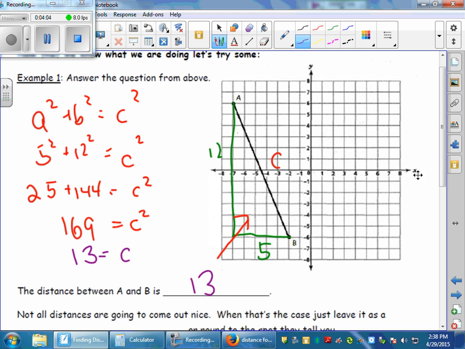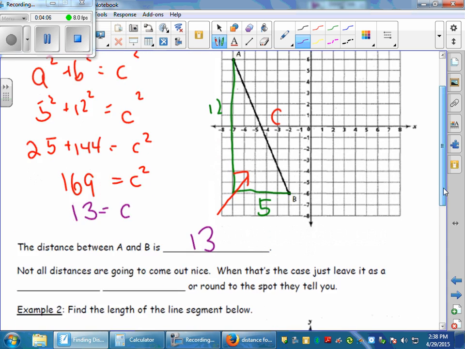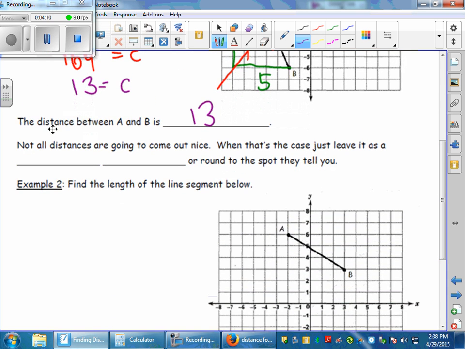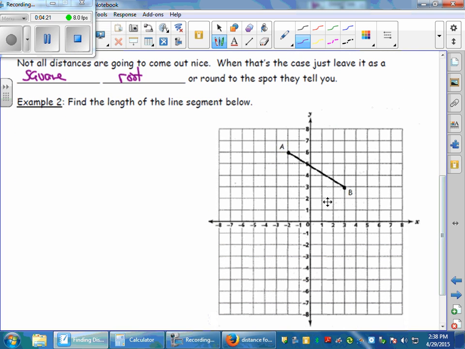13 what? It really doesn't say. Okay? So not all distances are going to come out nice. When that's the case, just leave it as a square root, or round it off to the spot that they tell you to, if they tell you to round it. So let's take a look at another question.